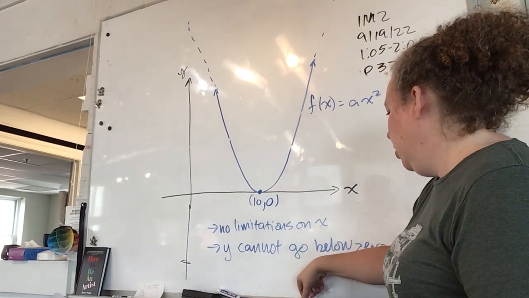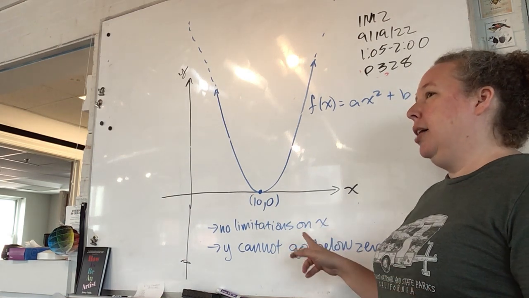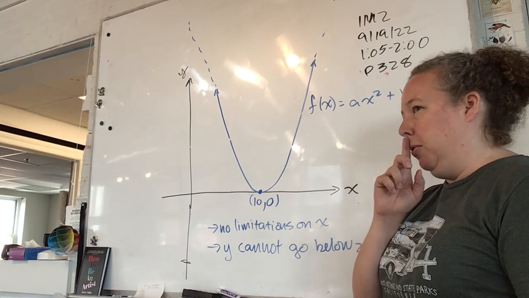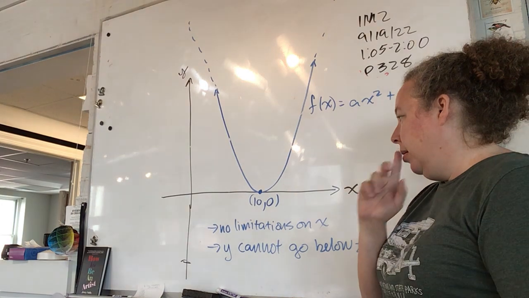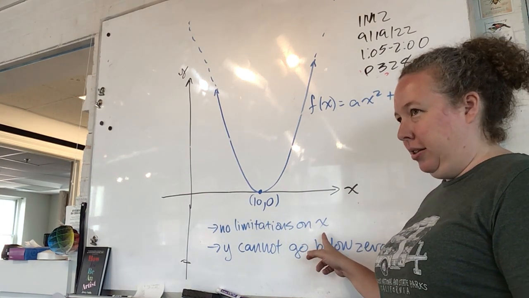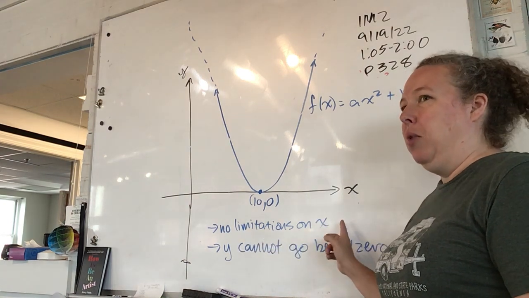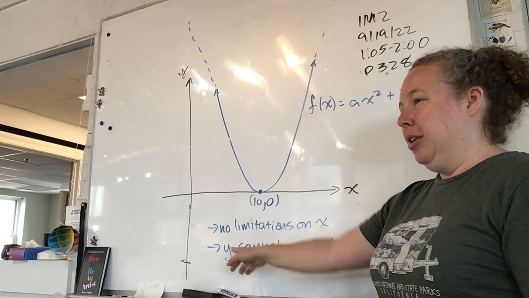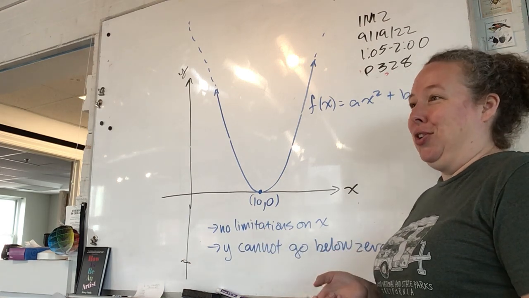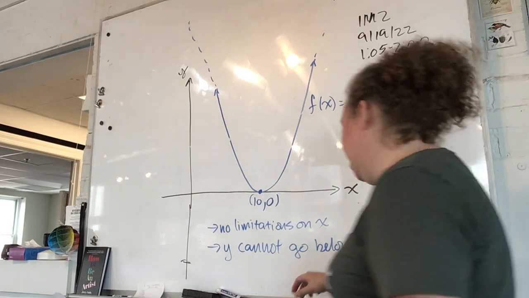So probably nobody has heard of these vocabulary words before. But does anybody know by chance, there's a specific word that talks about what x's are allowed, and a specific word that talks about what y's are allowed for a function. Okay, we're gonna drop these in here too.